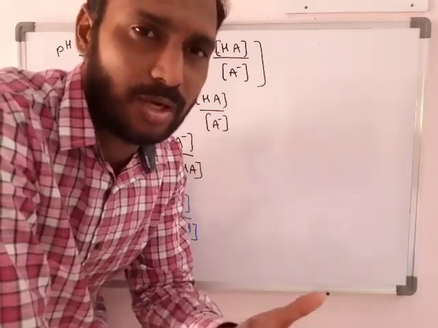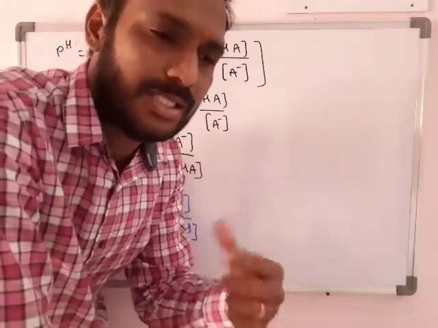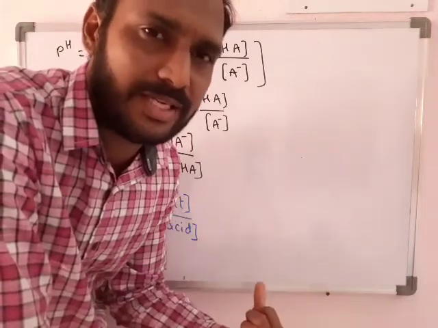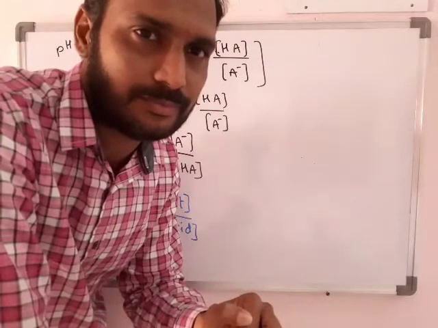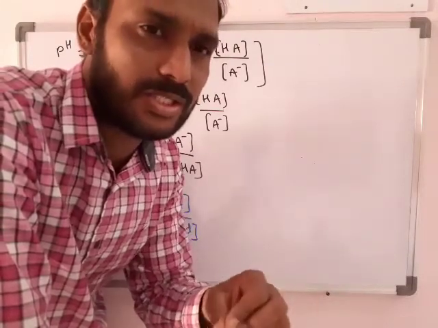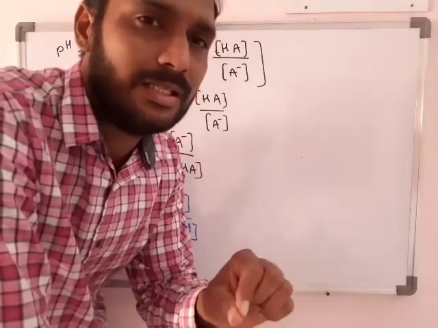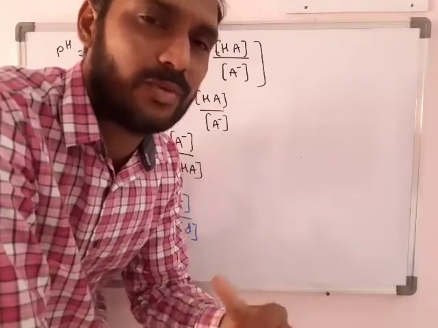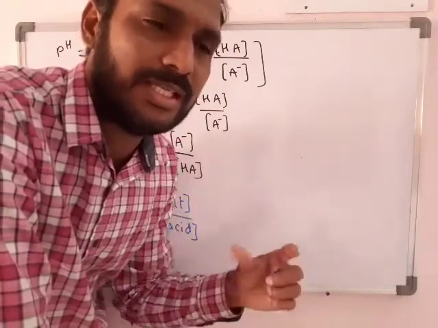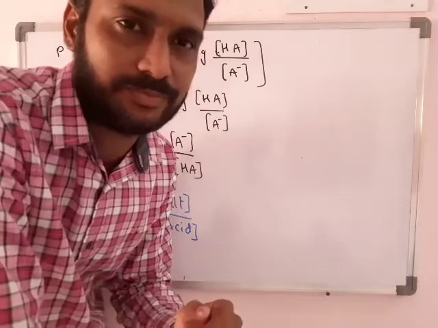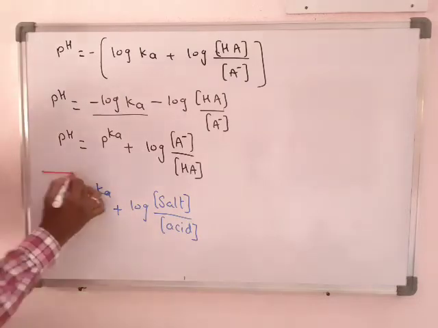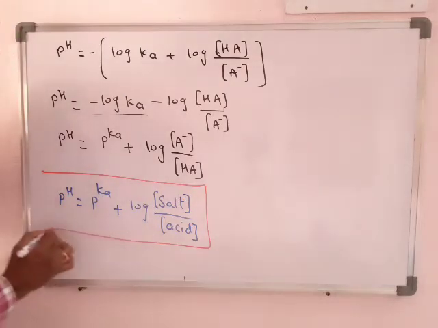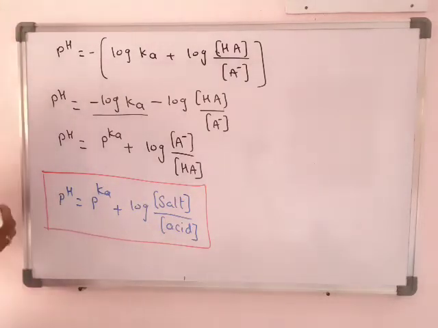ఇది A minus మళ్ళీ సాల్ట్‌లో కూడా ఉంటుంది కదా, because salt form అయ్యేది కూడా ఇదే weak acid తో ఫామ్ అవుతుంది కాబట్టి సాల్ట్‌లో కూడా A minus ion ఉంటుంది. So A minus concentration is considerable in salt. That's why we are taking, in the place of A minus, directly the salt concentration. Okay, so this is known as Henderson's equation for the calculation of acidic buffer solutions.